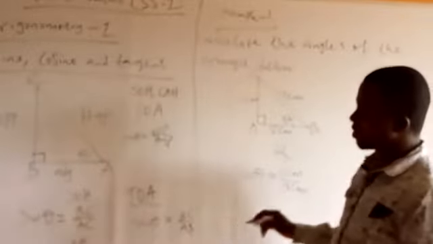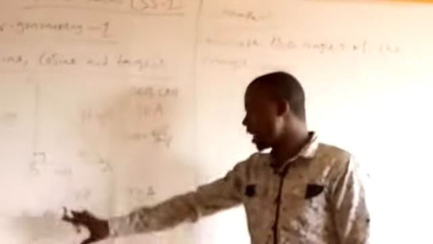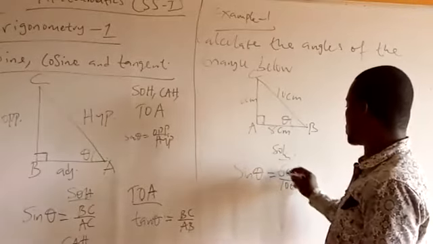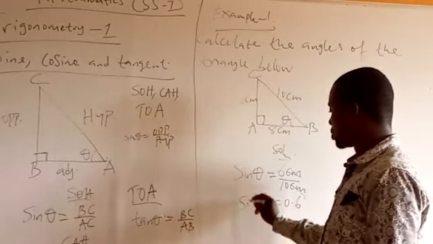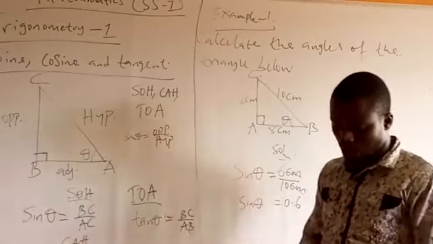Given to us. So please, this formula you have to memorize: sine, cos, and tan. By the time you cancel this, 6 over 10 will give you 0.6. So sine theta is 0.6. How do we get theta?